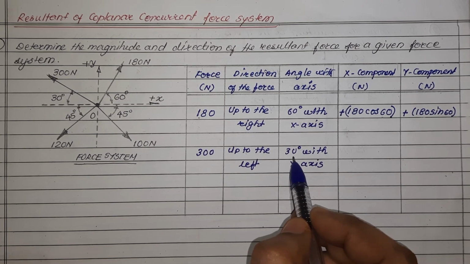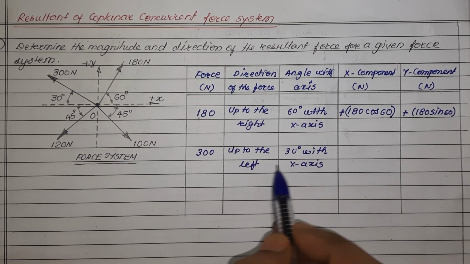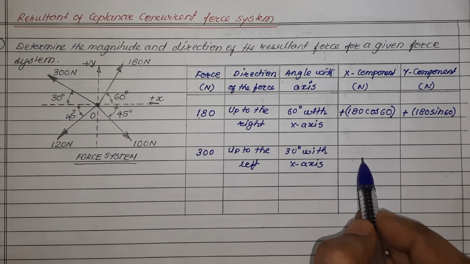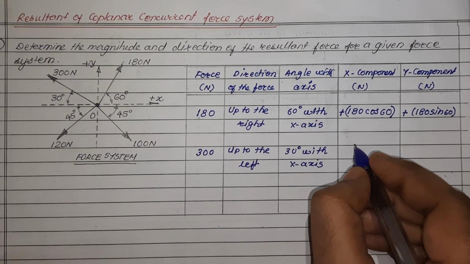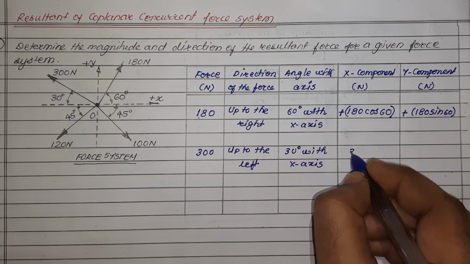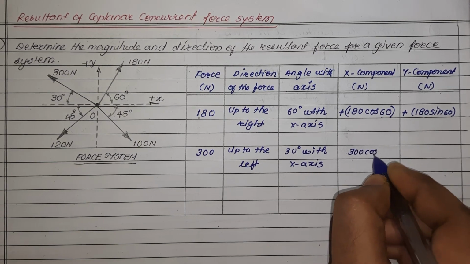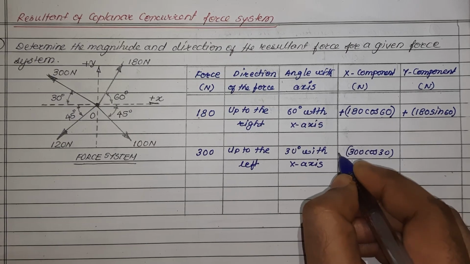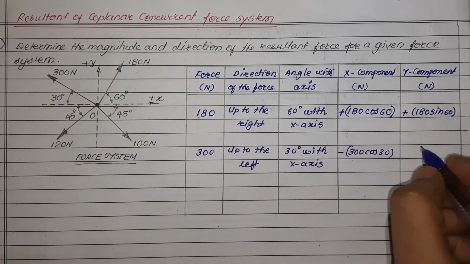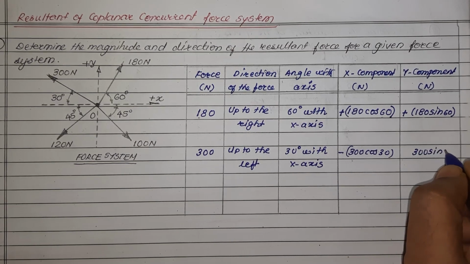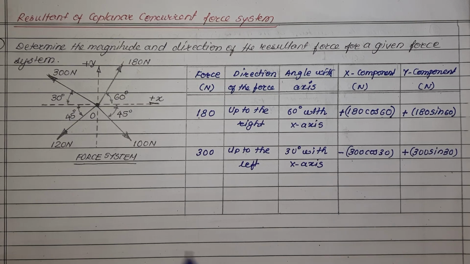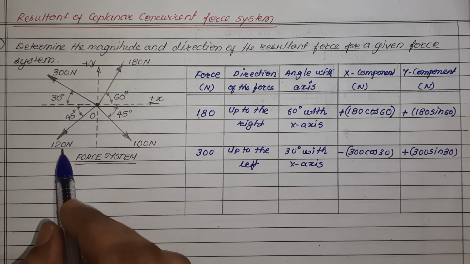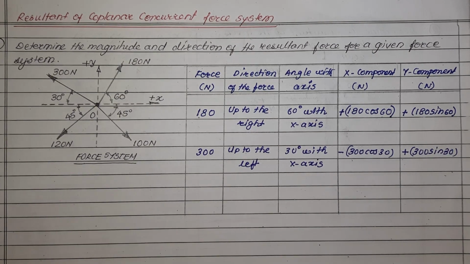And as the angle is with the x-axis, its x component will be the cosine component and the y component will be the sine component. So here the x component will be written as 300 cos 30 with a negative sign and the y component will be 300 sin 30 with a positive sign. Similarly, we will write down details for 120 Newton and 100 Newton.